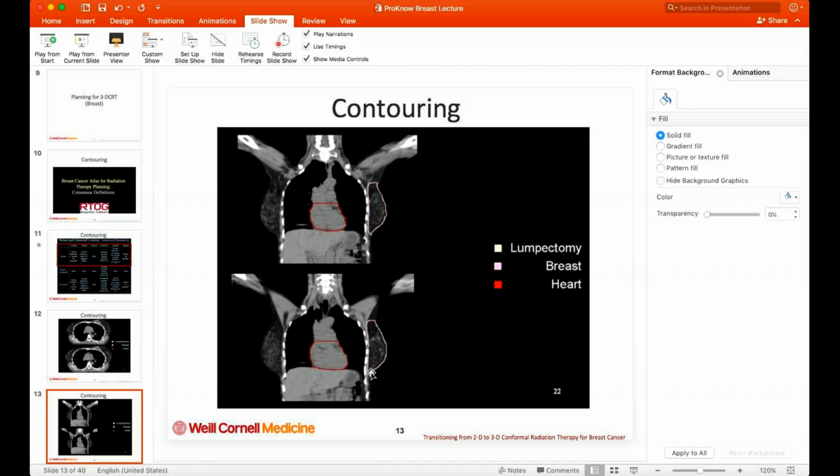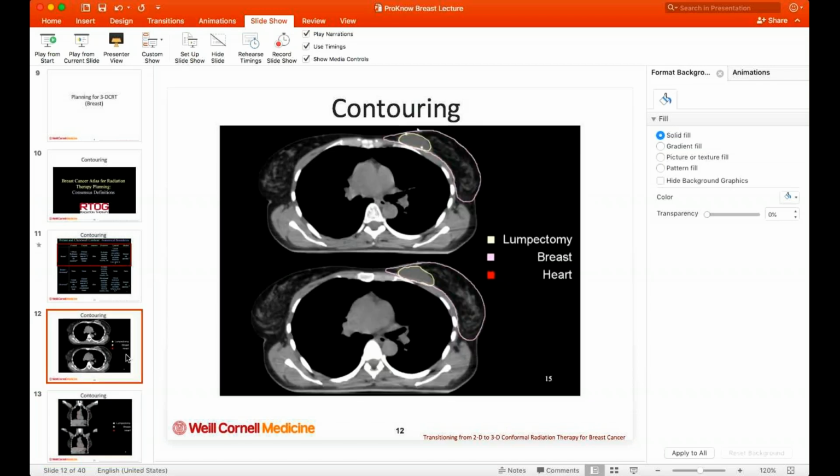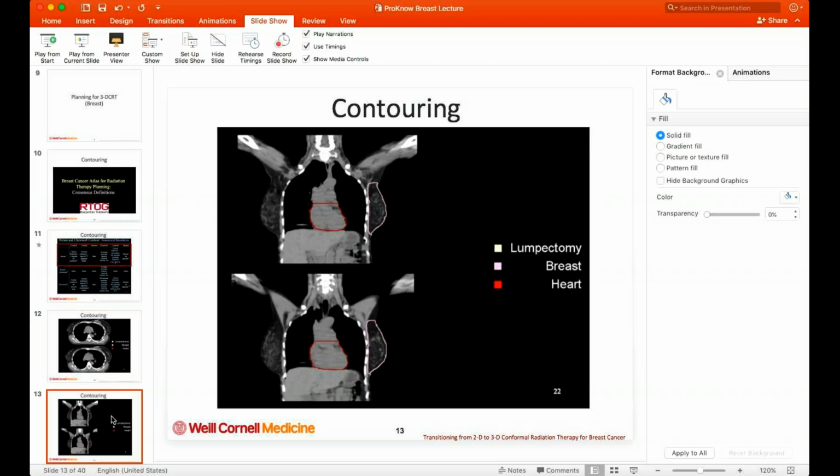And you want to make sure that you take advantage of your sagittal, transverse, and coronal views when you're contouring. Look at it both from the axial view, and also this view really helps to see, do you really have the full picture of the breast.